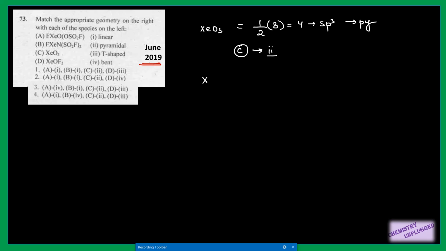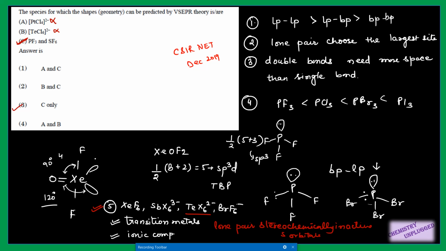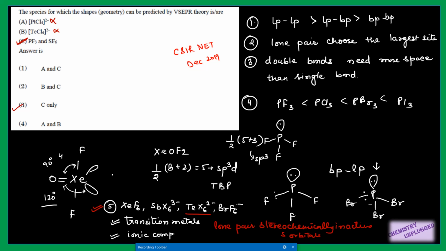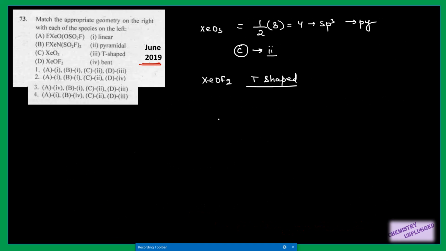Then we have D, XeOF2, so we have already done this one here, it will have a T-shaped structure, right? So it will go with T-shaped. It should be trigonal bipyramidal, but the lone pair of electrons will be placed equatorially, and in this way the shape will become T-shaped, right? So option number D will go with third. So we can have C with second and D with third, which is in options 1, 3 and 4. Only option number 2 can be neglected.